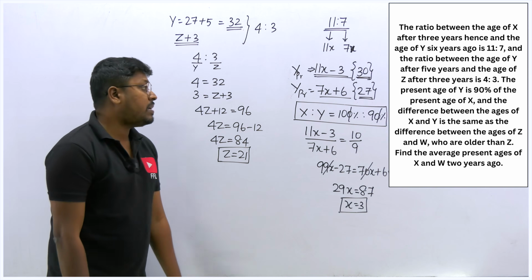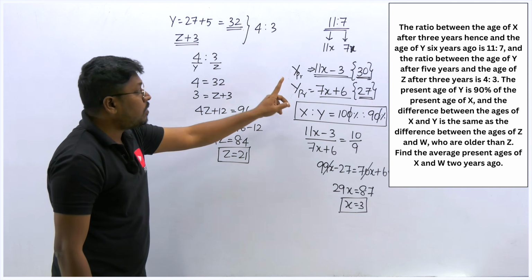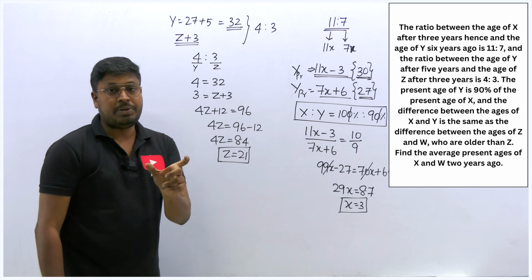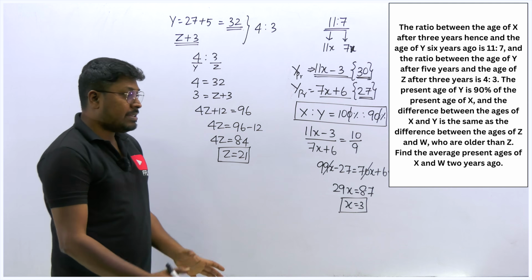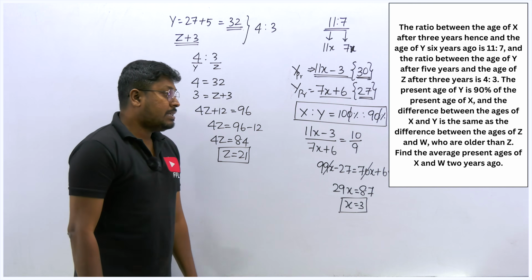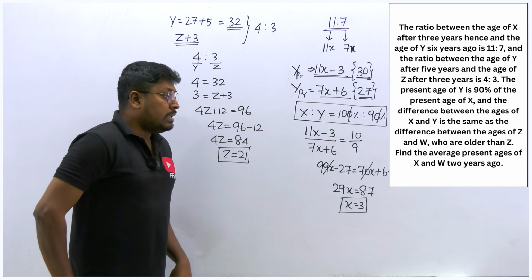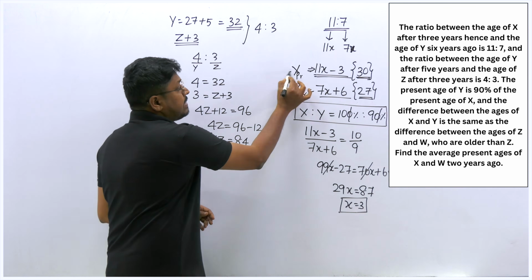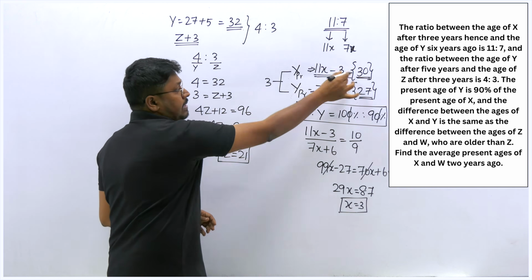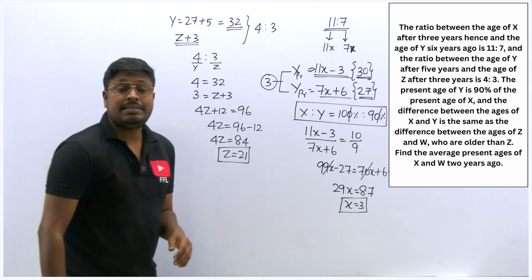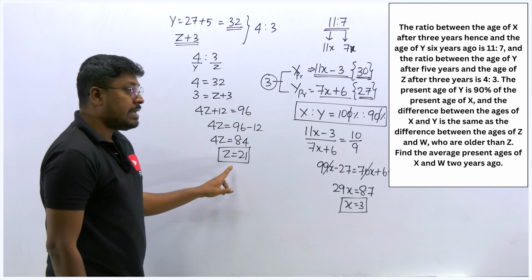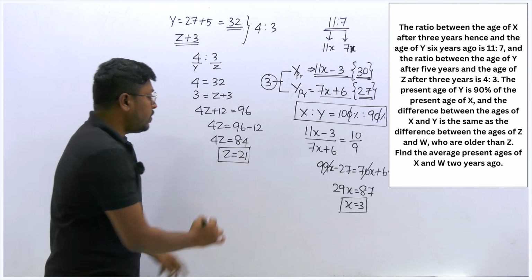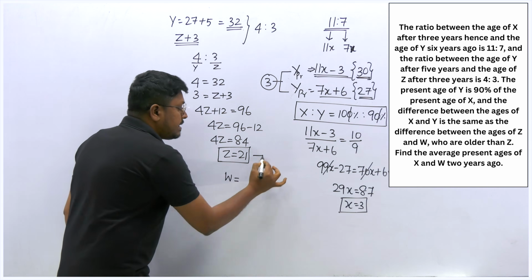So now according to the question, we got the x value, we got the y value, as well as we got the z value. Still only one value is remaining, which is w, right? So now let's see what remains, still we have some more points in the question. What they said is, the difference between x and y is the same. So the x and y age difference is how much? 30 minus 27, the age difference is 3. Similarly, what they are saying is the difference between z and w is also the same. So z is 21. We don't know about w, but what they are saying is the difference is the same.